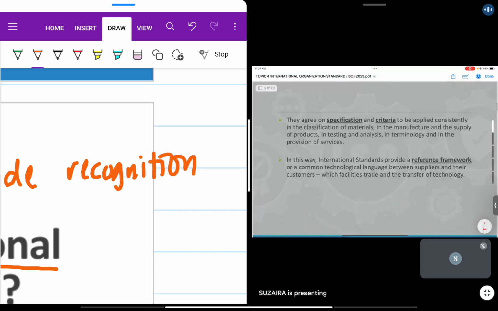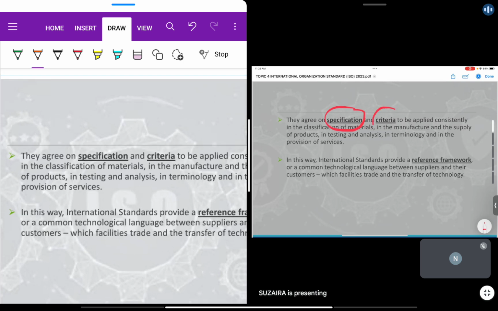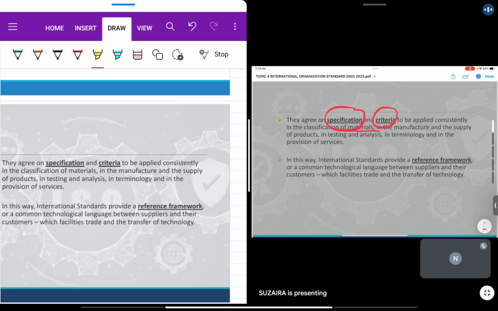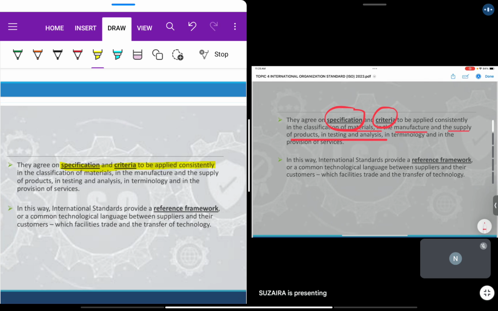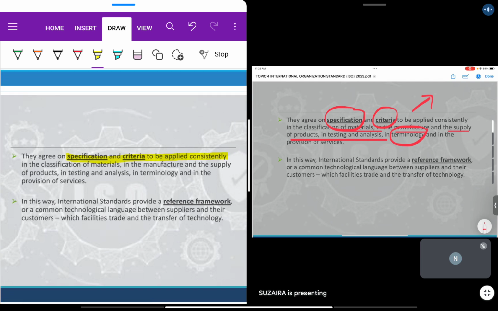In order to develop the standard, what they agree on is actually more towards a specification and also the criteria we need to put in a standard, to be applied consistently in a classification. For example, whenever they talk about materials manufactured or the supplies of product testing and analysis, we have different kinds of areas in terms of terminology. For example, how can we standardize the definition for crispiness or hardness or fracturability or cohesiveness, adhesiveness? More or less towards the sensory attributes.